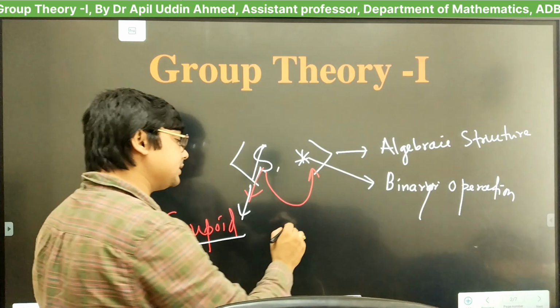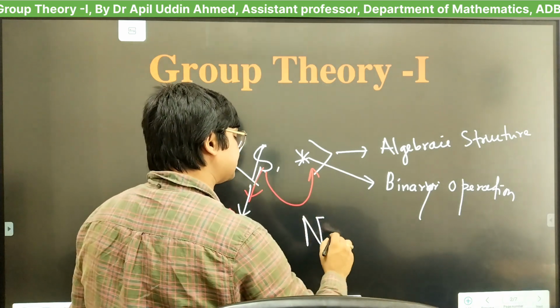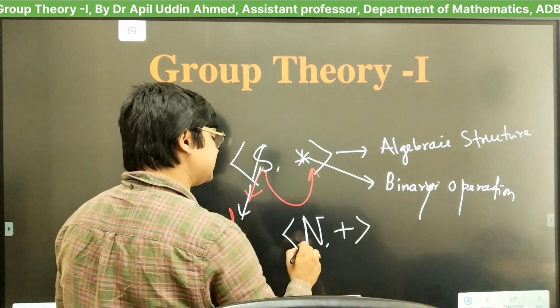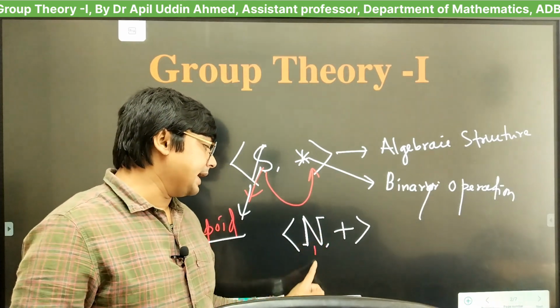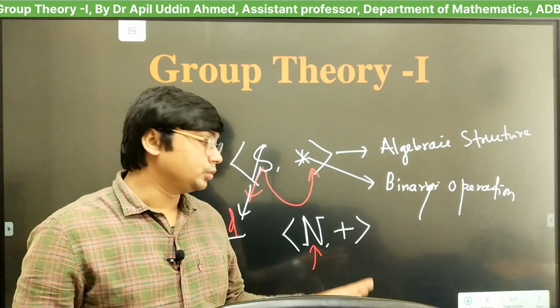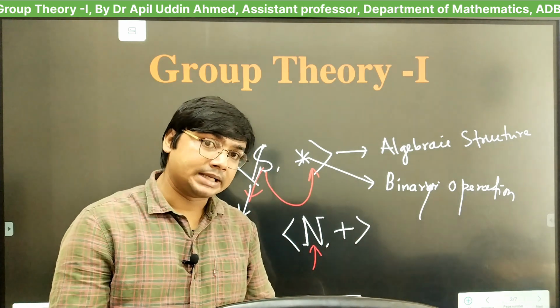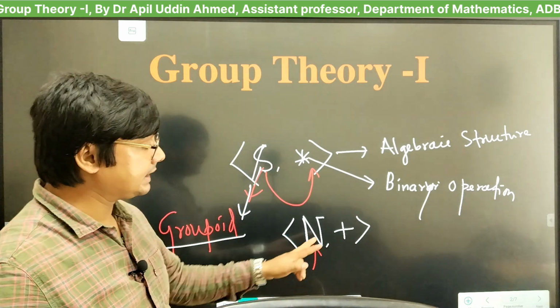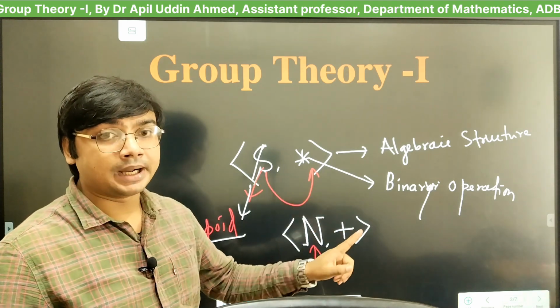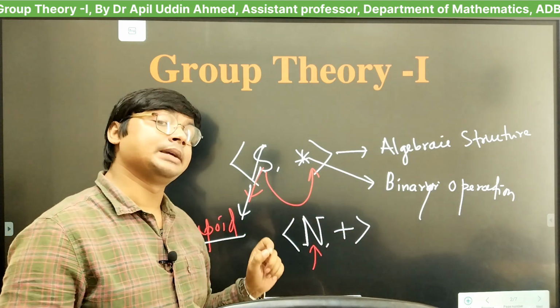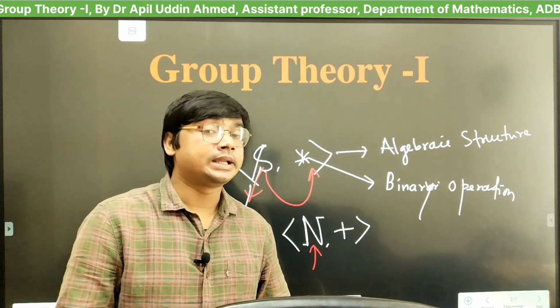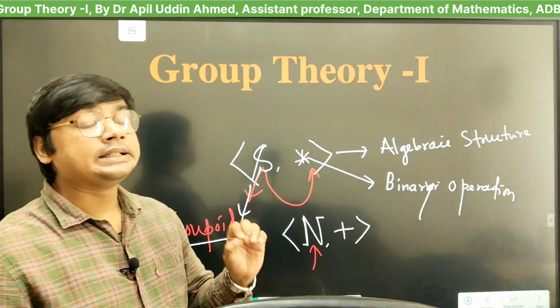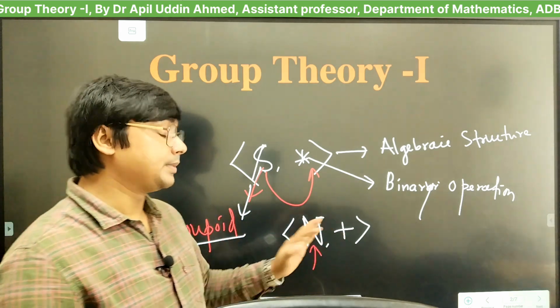For example, if we consider the set of natural numbers and the operation is plus, then this set N is closed with respect to plus, and that's why we can say plus is a binary operation on the set N, the set of natural numbers, and as well we can say N is a groupoid with respect to plus.